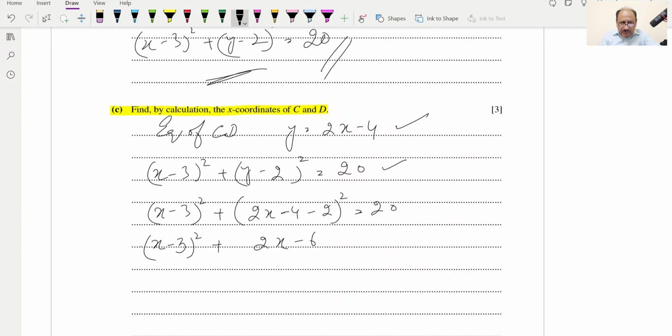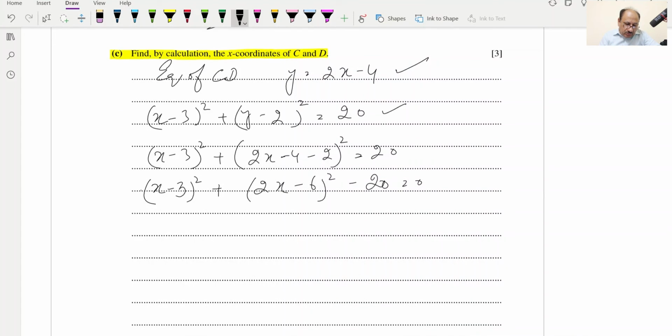This will be minus 6, and this will be squared is and minus 20 also. I can shift to this side. Now we can open the square. So it will be x squared plus 9, minus 2 into 3 will be 6, so 6x, and this will be plus 4x squared plus 6 squared will be 36, and minus 2 into 2, 4, 4 into 6 will be 24x, and minus 20 is equal to 0.